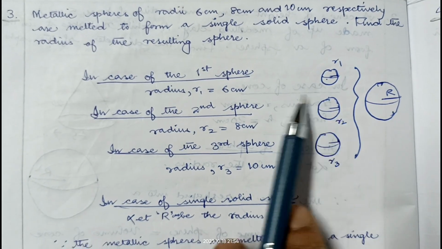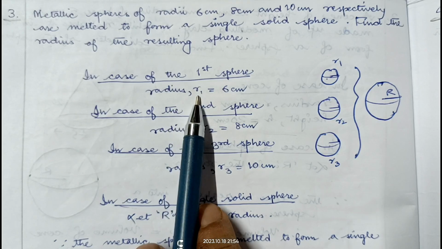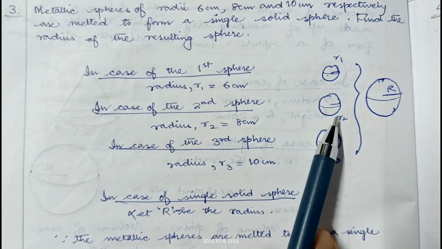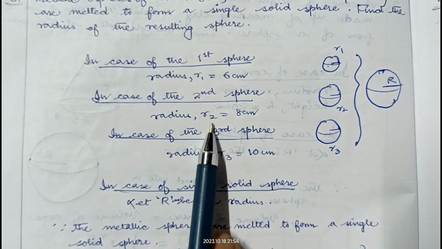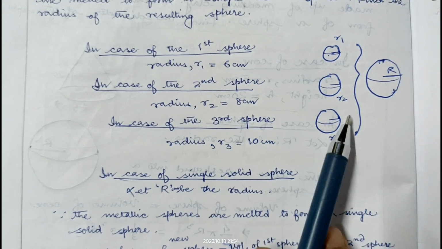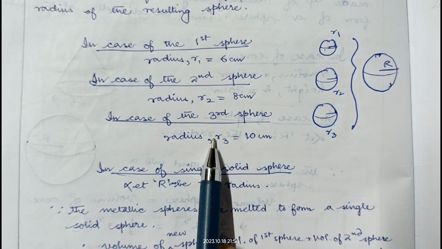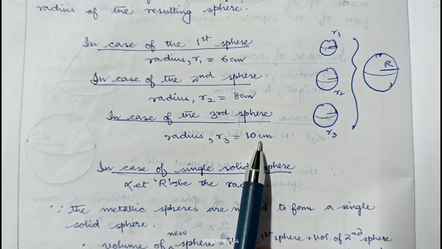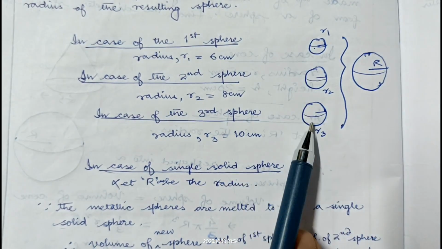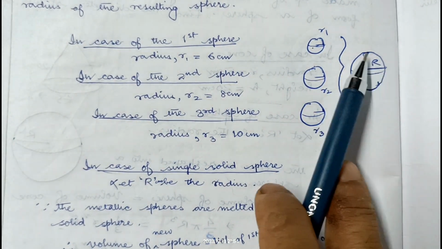So we can write in case of first sphere, let radius r1 be 6 centimeter. In case of second sphere, let radius r2 be 8 centimeter. And in case of third sphere, let radius be r3 which is 10 centimeter. Now these 3 spheres are melted and we got this bigger one.